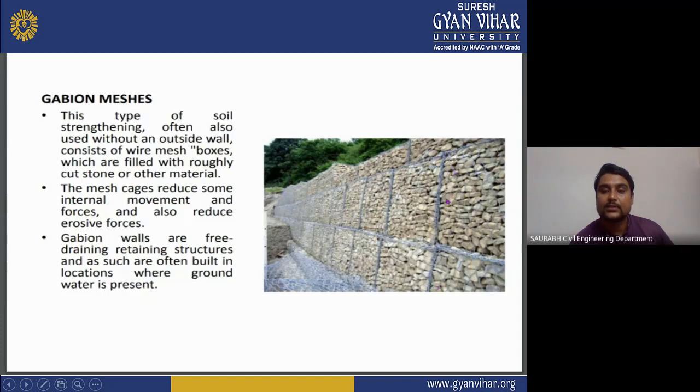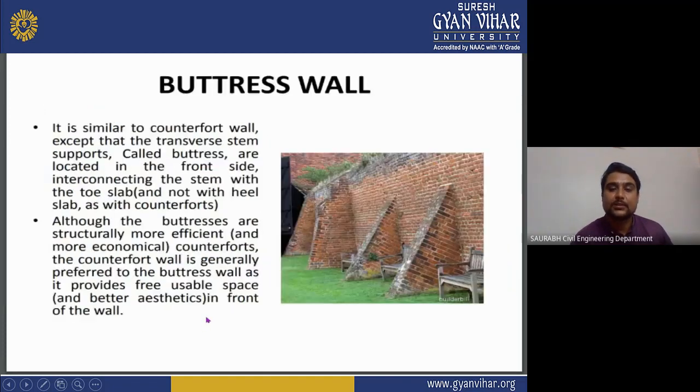As you can see, this may also be a mountainous area where stone is retained by these meshes. The mesh cages reduce some internal movement and forces, and also reduce the erosive forces. Gabion walls are free-draining retaining structures, so they are often built in locations where groundwater is present.